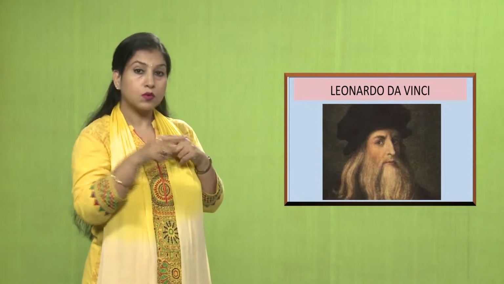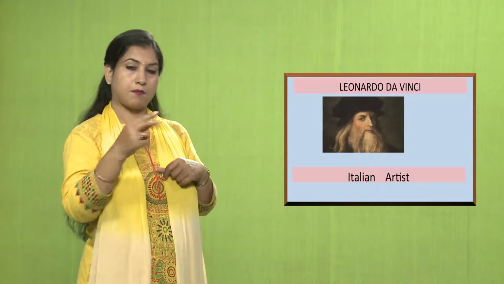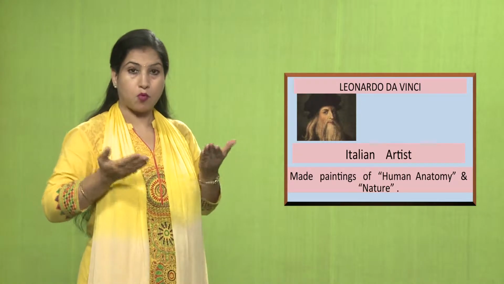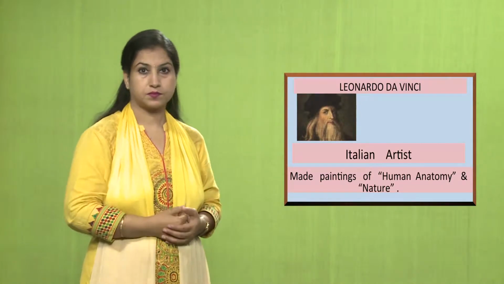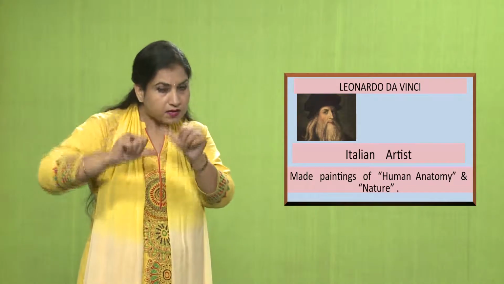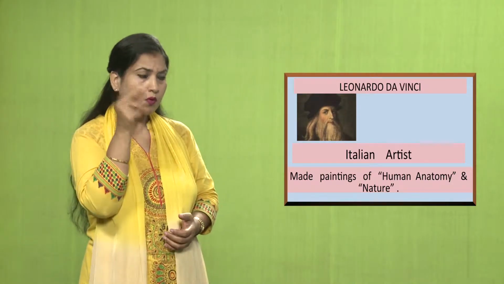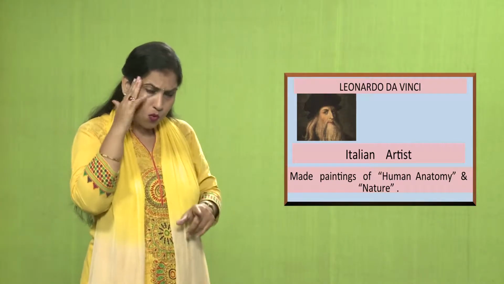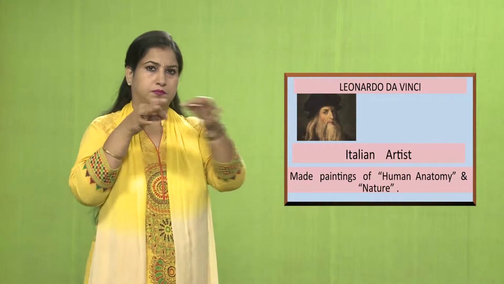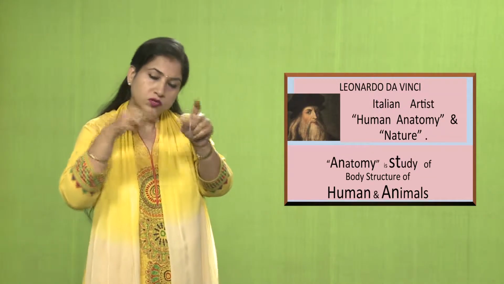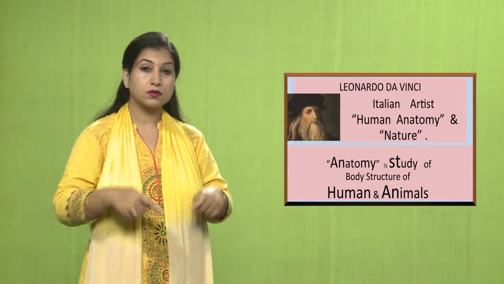Learners, the picture showing on your screen right now is of great Italian artist Leonardo da Vinci. Do you know that he made paintings of human anatomy and nature? In this way, science and art were mixed together. Do you know about this word anatomy? Let me explain it to you. Anatomy is a branch of biology that studies the body structure of human beings and animals.